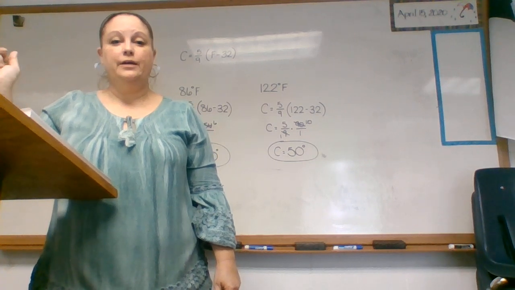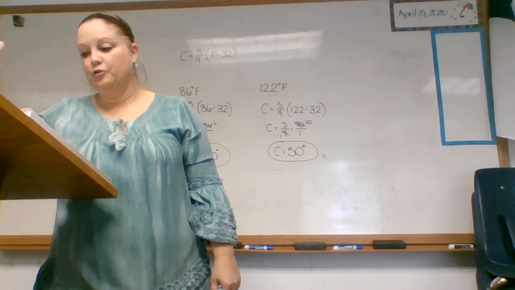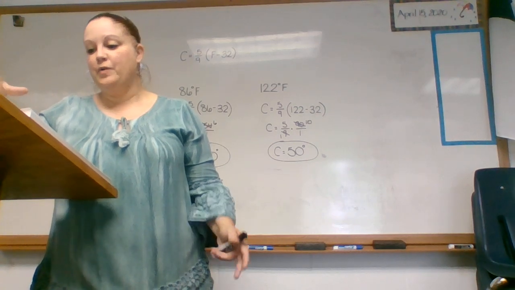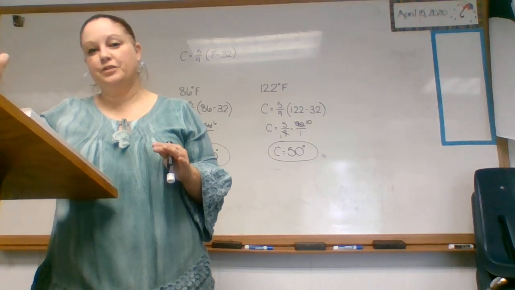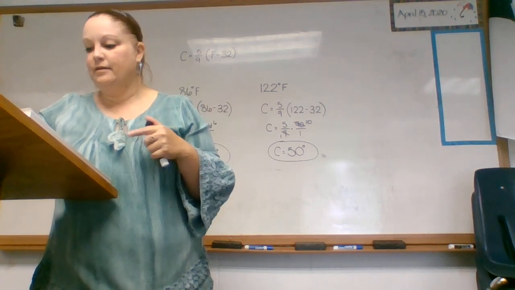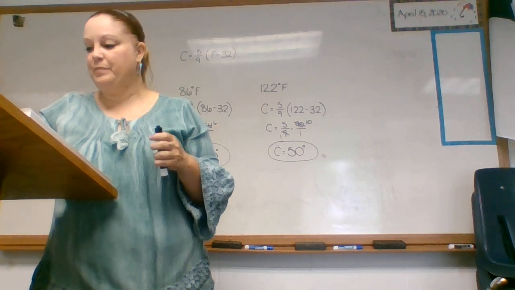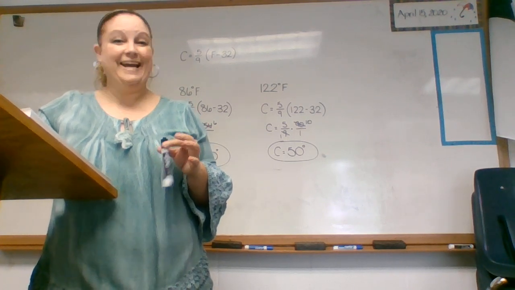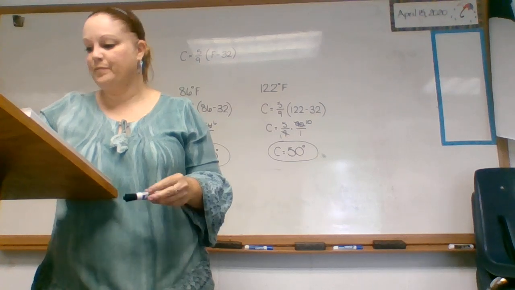All right, hopefully you converted all three of them. You should have gotten A as 40 degrees Celsius. You had to subtract 104 minus 32. That gives you 72. And then times 5/9. All right, B, 10 degrees Celsius. And C, you should have gotten 80 degrees Celsius.